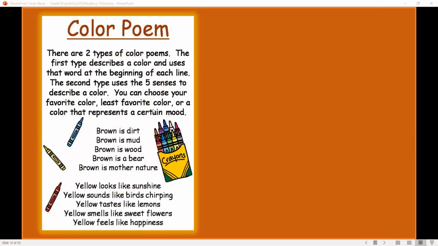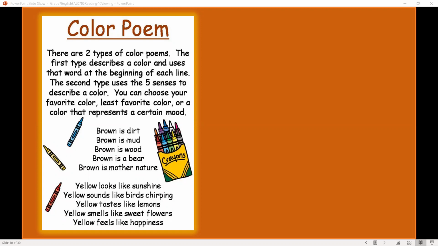All right. Now we have a color poem. This poem is just so nice and easy. There are 2 types of color poems, okay? The first type describes a color, and it uses the name of that color in the beginning of every line. The second type uses your senses to describe a color, and then you can choose your favorite color, your least favorite color, or a color that represents your mood. Okay. So the first one describes the color. Brown is dirt, brown is mud, brown is wood, brown is a bear, brown is Mother Nature. So that's your first type of color poem.